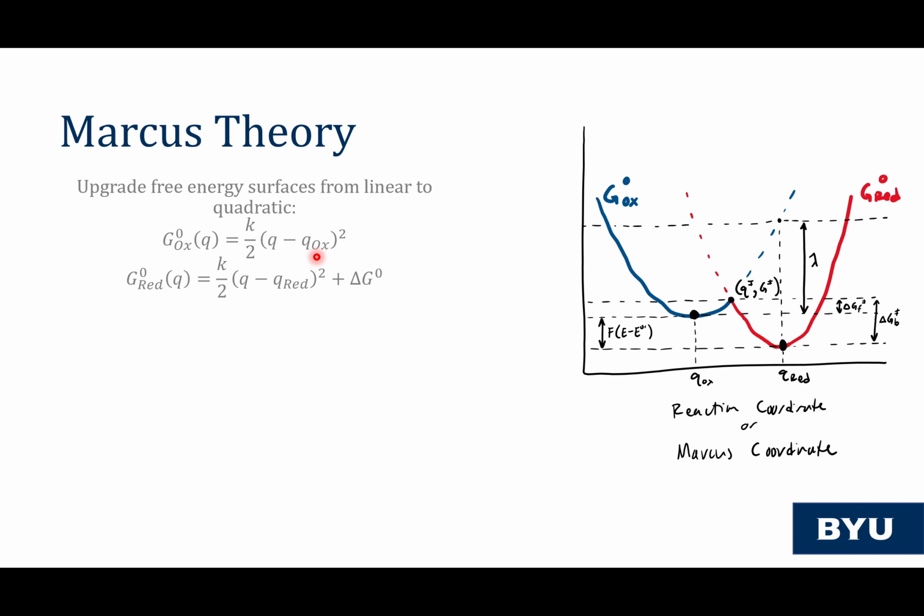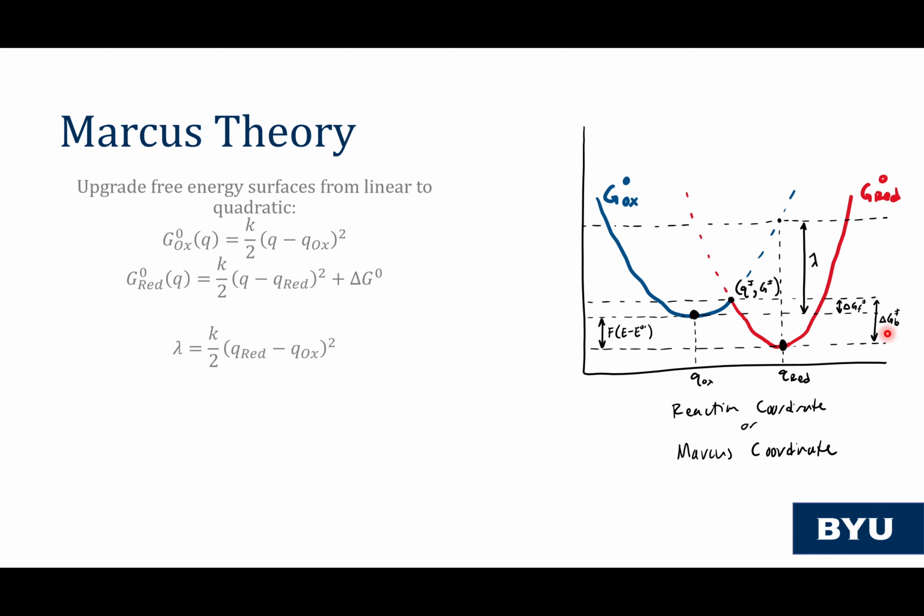So Q_ox, that's kind of the equilibrium reaction coordinate for the oxidized species. And then same for Q_red. And then Q is where we are on this combined energy surface. So once again, we have a transition state, and we have changes in Gibbs free energy for the forward and the backward reaction. It's very similar to what we had going before, but just with quadratic expressions.